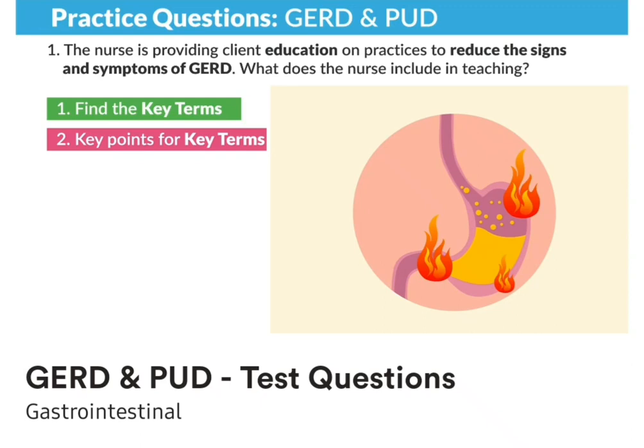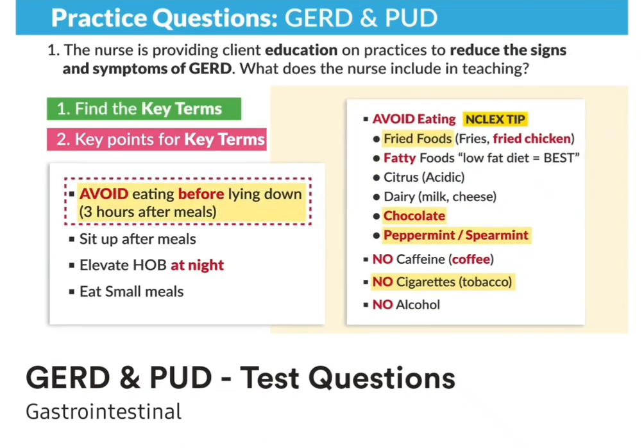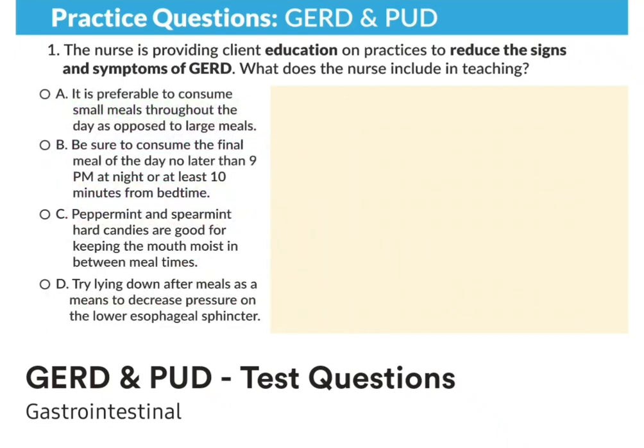So just think of anything that can cause acid and irritation. So that big no-no list of foods to avoid, and avoid eating right before laying down. And always eat small, frequent meals. That is huge. Now, looking at our options.